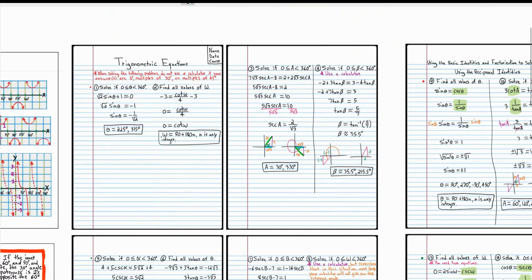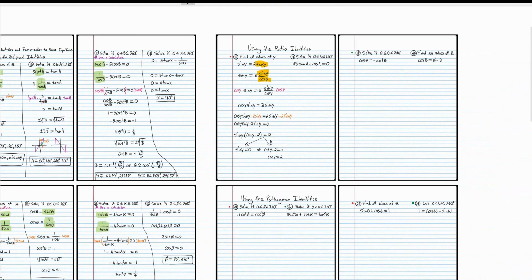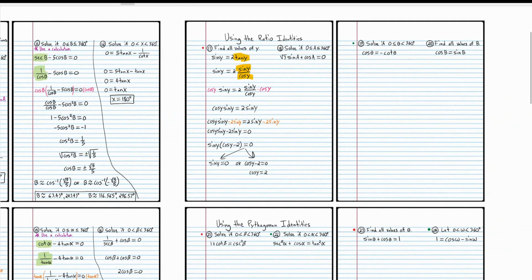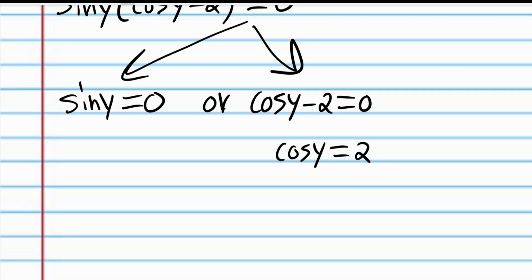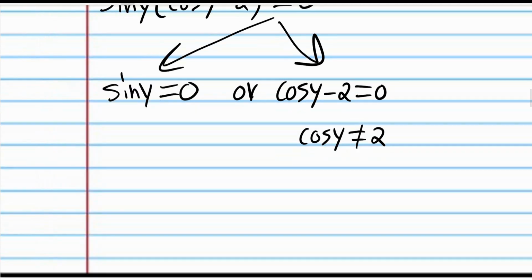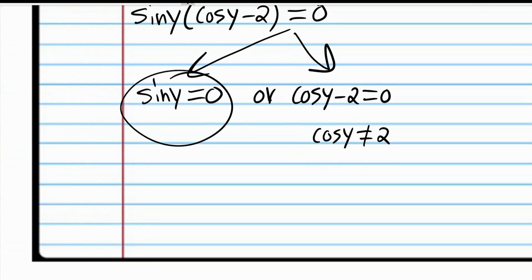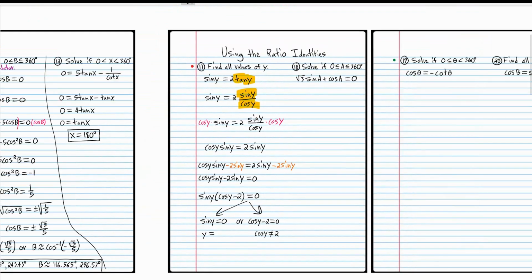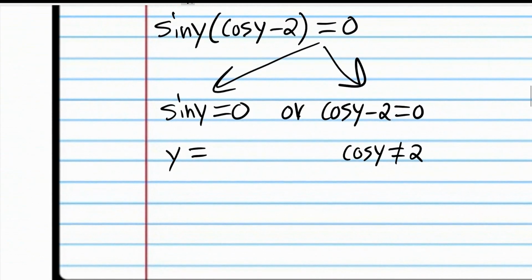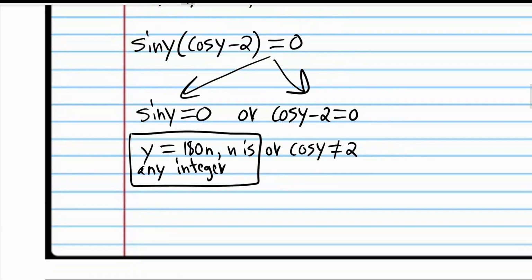So that equation doesn't give us any solution at all. So we can just say cosine y is not equal to 2. That's impossible. But here we're given a lot of solutions. If you look at your sine curve, we're trying to find all the values of y where sine y is equal to 0, and that's just going to be multiples of 180. Again, you can look at the sine curve to understand why that is.